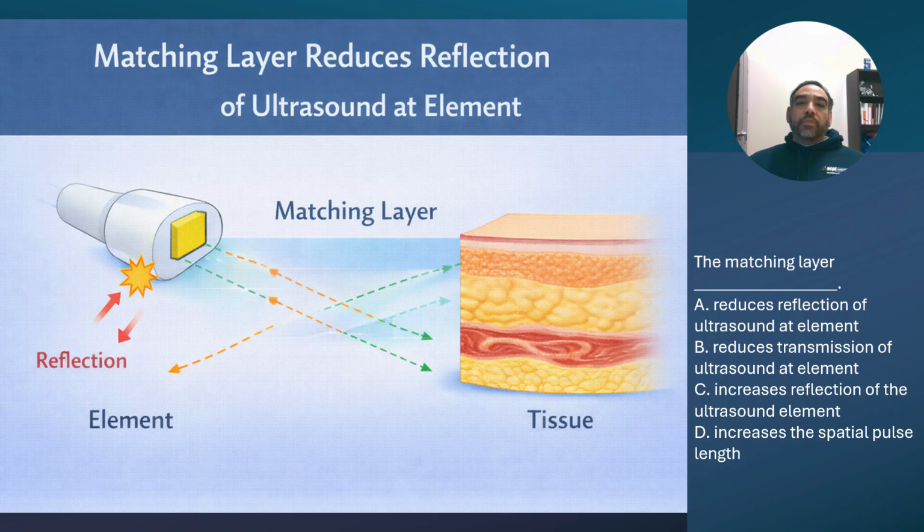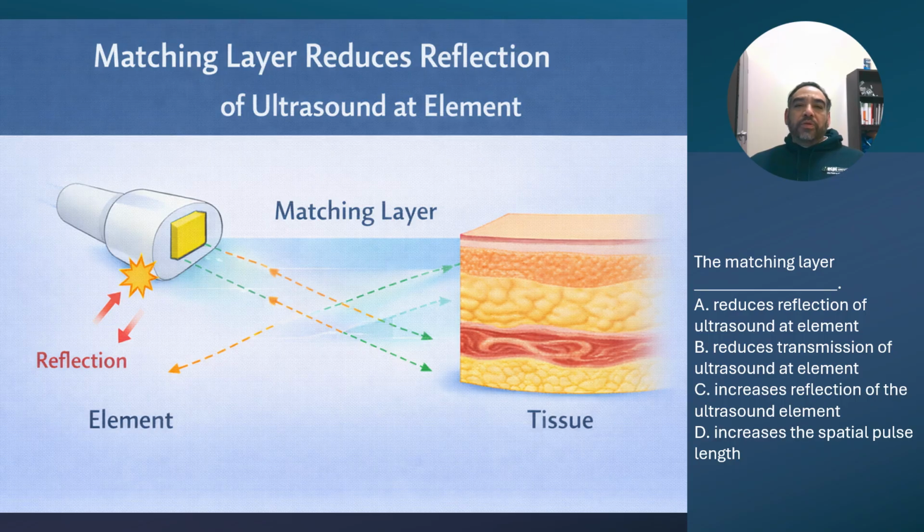A reduces reflection of ultrasound at the element, and this is correct. Just remember that we talked about the piezoelectric crystal impedance being 30 megarayls and soft tissue impedance being 1.5 megarayls, so that's about a 20 times mismatch. Without intervention, a huge percentage of the sound wave would reflect right back into the crystal at that boundary layer. So we're looking at the matching layer's job.